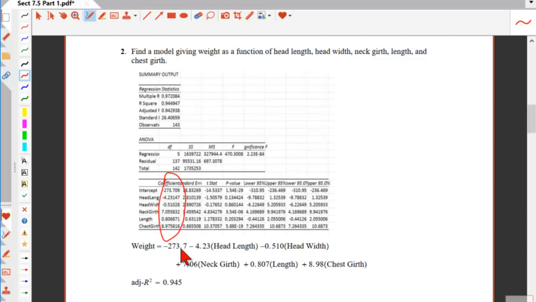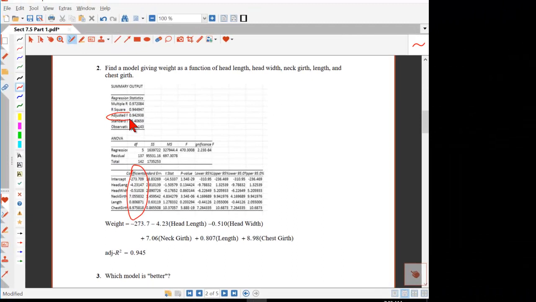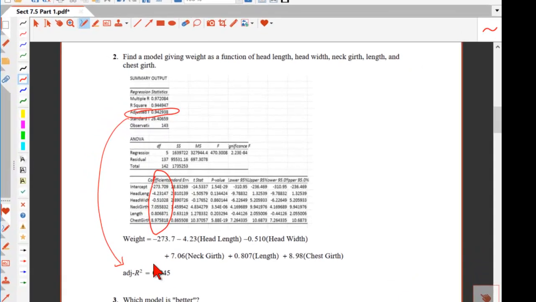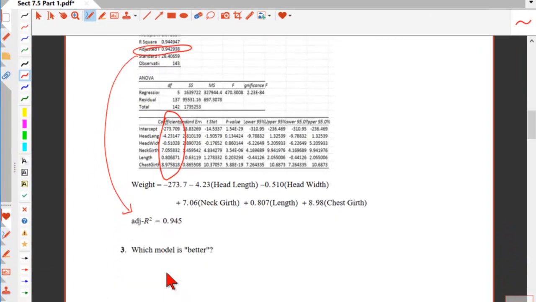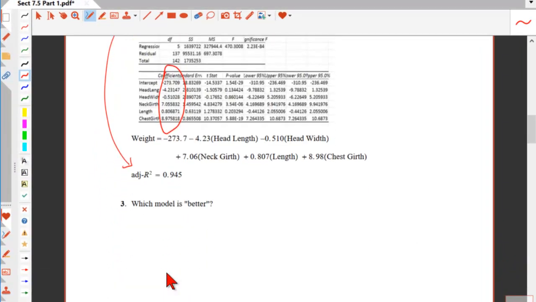So here is a model that gives weight as a function of head length, head width, neck girth, length, and chest girth. And the adjusted R squared has now gone up to 94, 95%. So this model explains a lot more of the variation in weight. Question: which model is better?